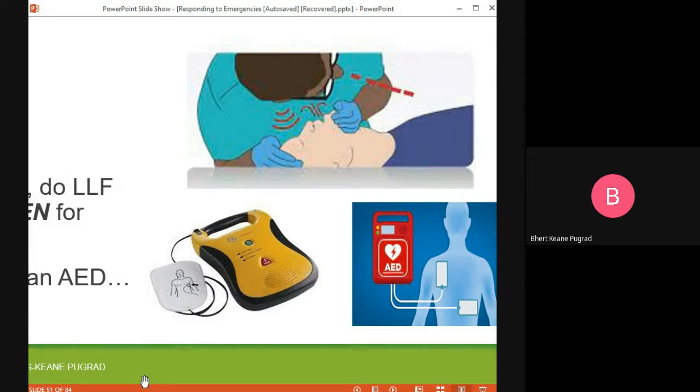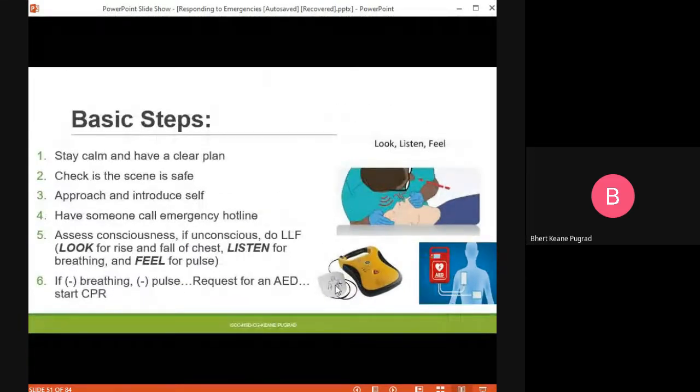Okay, bakit may AED sa McDo? Kasi yung McDonald's before the pandemic, of course, you know that they operate 24/7. That's why kapag merong emergency, pwedeng malapit lang. Pwedeng makuha yung AED sa location na yun.